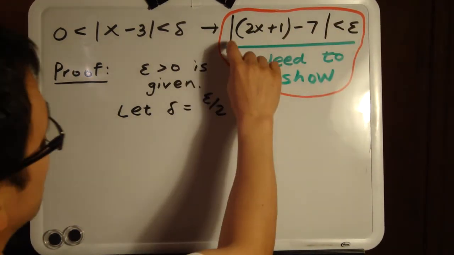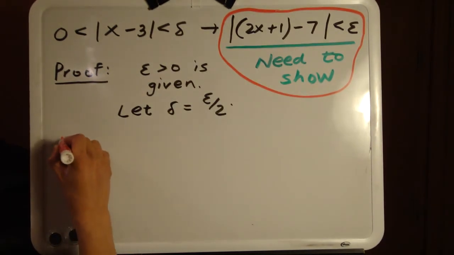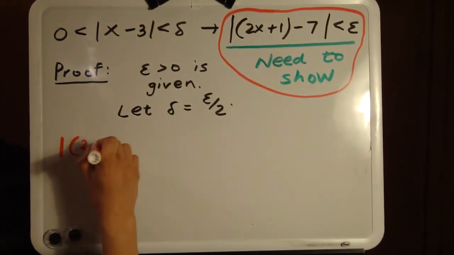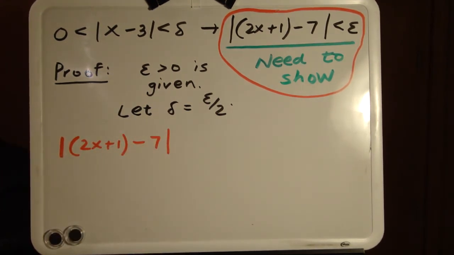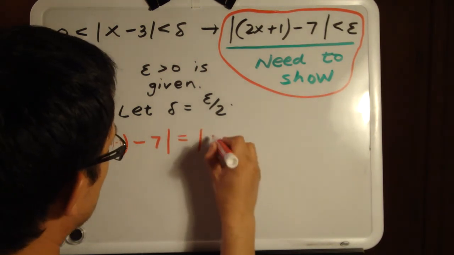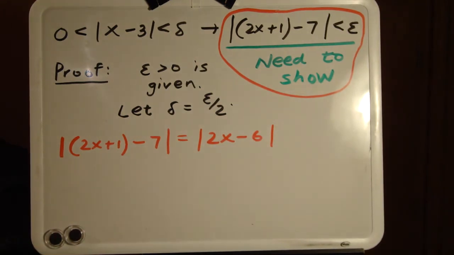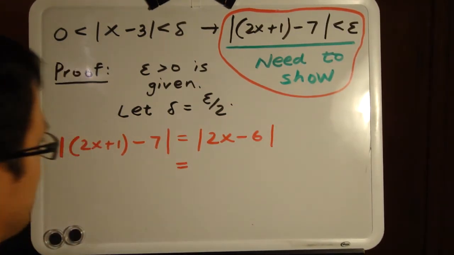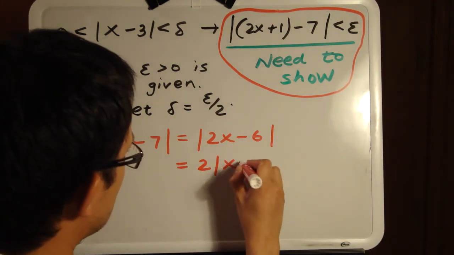So I'm going to start off with the left-hand side of this inequality. So I'm going to write absolute value 2x plus 1 minus 7. And I'm just going to leave it in that form. And then from our earlier work, we know that this ends up being the absolute value of 2x minus 6 like that. And then we can pull out the 2 and bring that out of the absolute value. So I'm going to just write it this way here.